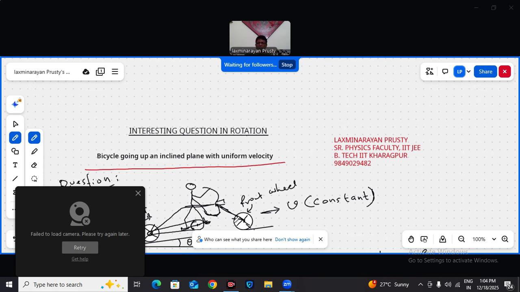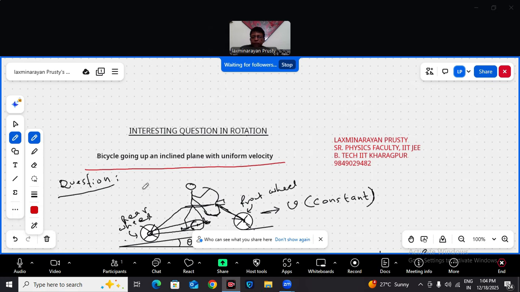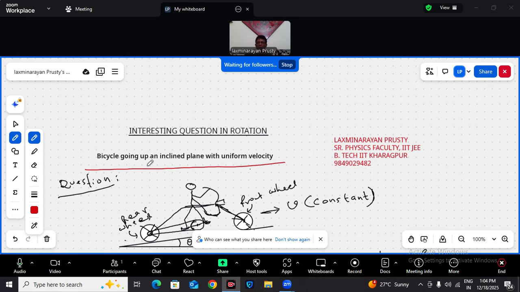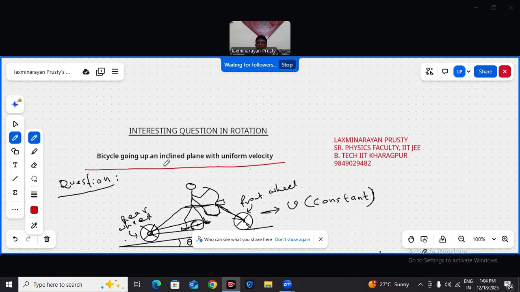Krishi sir again with an interesting question in rotation. So today we are going to discuss a bicycle going up an inclined plane with uniform velocity. Here are my credentials. You already must be knowing it. So we are talking about a bicycle going up an inclined plane.